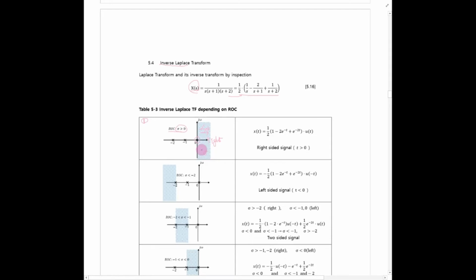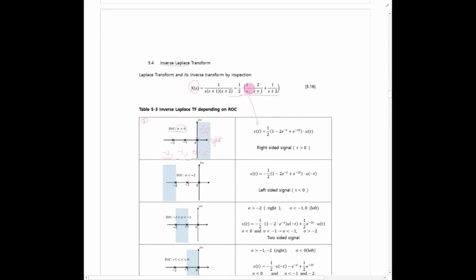Sigma is greater than 0. That's this pole, and this pole is minus 1, greater than this one, and also greater than minus 2. So the region of convergence is greater than all the poles. So all signals should be interpreted as right-sided signals, and we can take the inverse Laplace transform by use of that.